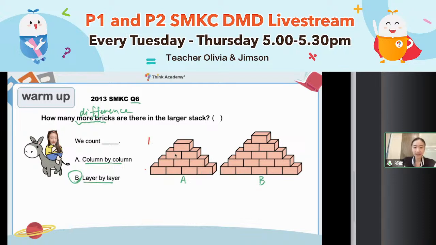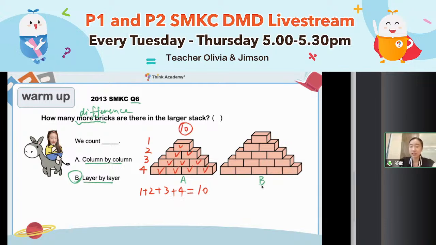Here is 1. Then the next layer, we have 2 bricks and 3 bricks. The one on the bottom layer has just 1 more, correct? That is 4. So 1 plus 2 plus 3 plus 4. Can you tell teacher how many we get in total? Very good, correct. So we get 10. That is 10 in total for the first pile of bricks.